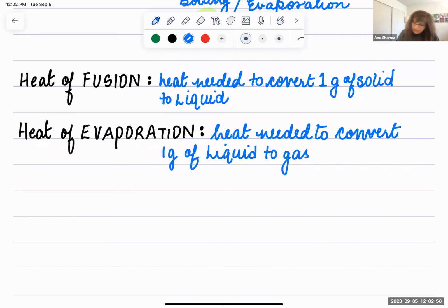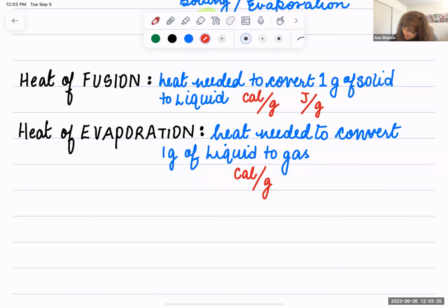So what are the units? The units are kilocalories per gram or joules per gram. The heat of fusion is calories per gram or joules per gram. So these are the units. And the heat of vaporization, the same story, calories per gram and joules per gram. Per gram means 1 gram. And then you can put kilojoules per gram and those things can be changed.